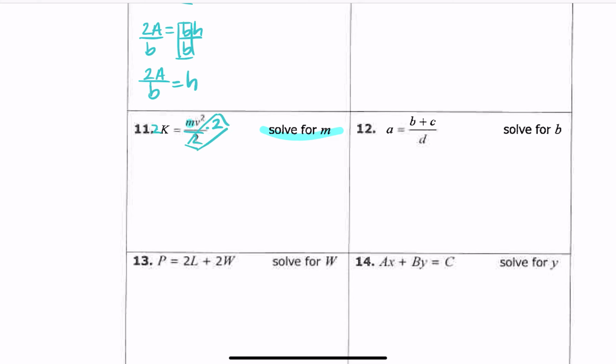This becomes a 1. And over here, I end up with 2k equals mv squared. I'm trying to get m alone. It's being multiplied by v squared. So if I divide both sides by v squared, this becomes a 1. No matter what it is, anything over itself is always 1. And when I do that, I get m by itself. I get 2k over v squared equals m. So for this one, because I had to solve for m and it wasn't tied to the exponent, I didn't have to worry about undoing squaring.